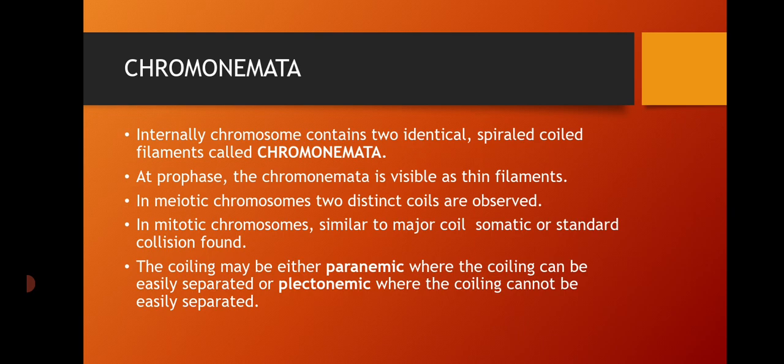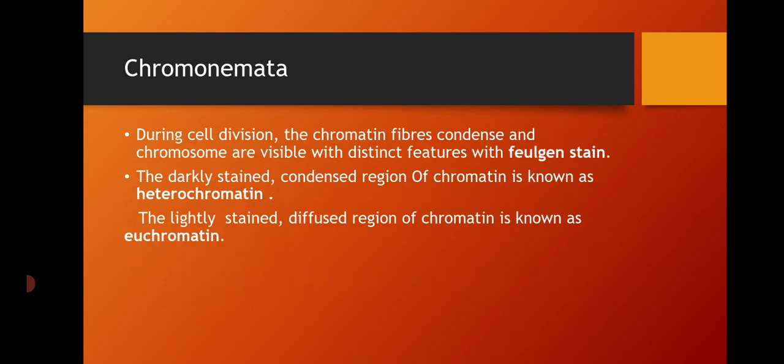In meiotic chromosomes, the coiling is similar to the major coil of somatic chromosomes. The coiling may be either paranemic, where the coils can be easily separated, or plectonemic, where the coils cannot be easily separated. At interphase, chromosomes are visible as thin chromatin fibers present in the nucleoplasm. During cell division, the chromatin fibers condense and chromosomes become visible with distinct features when stained.